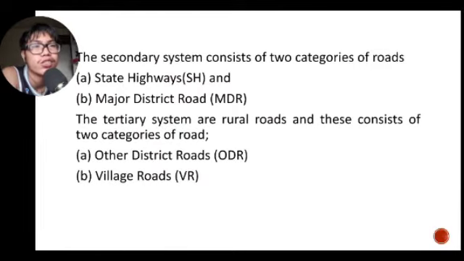The secondary system consists of two categories of roads, the state highways and the major district roads. The tertiary system are rural roads, and this consists of two categories of road, the other district roads and the village roads.